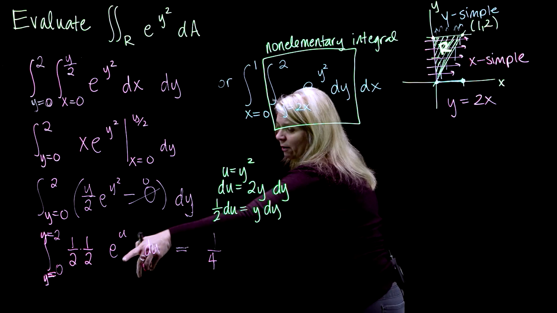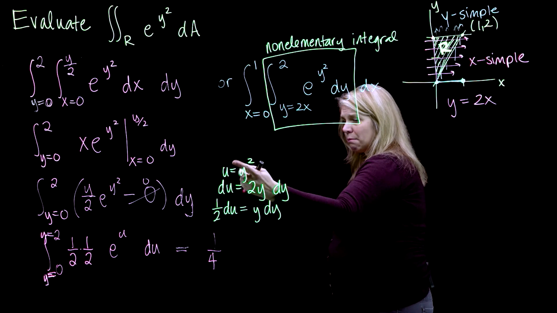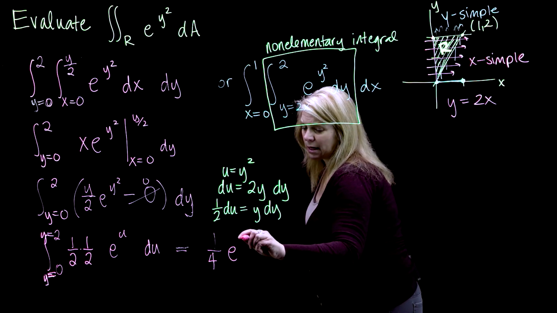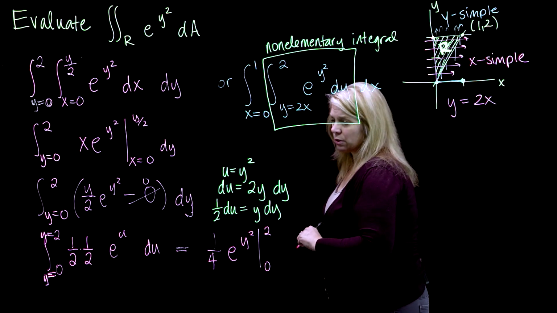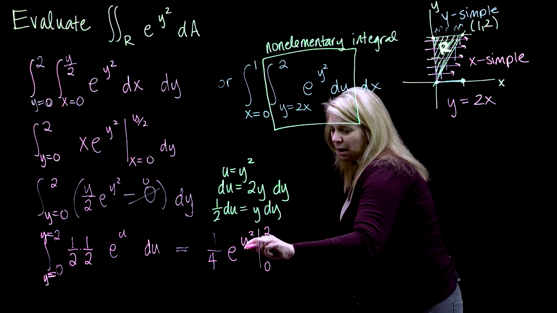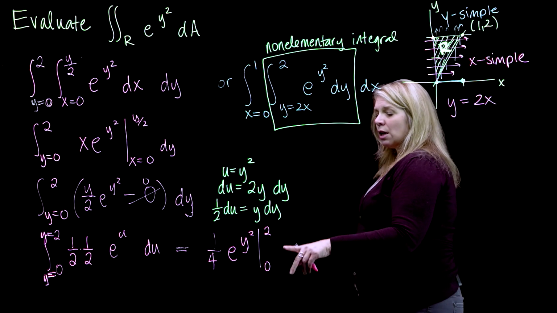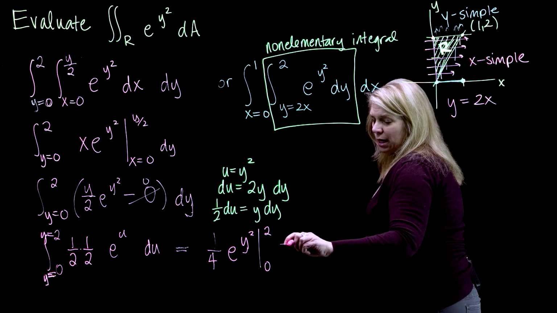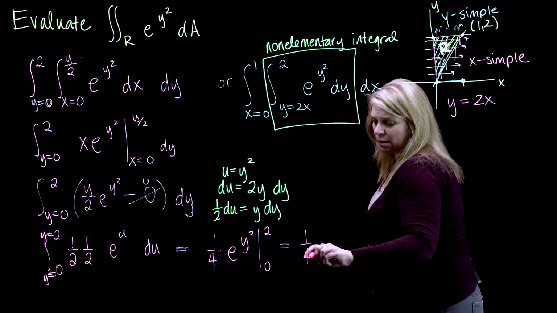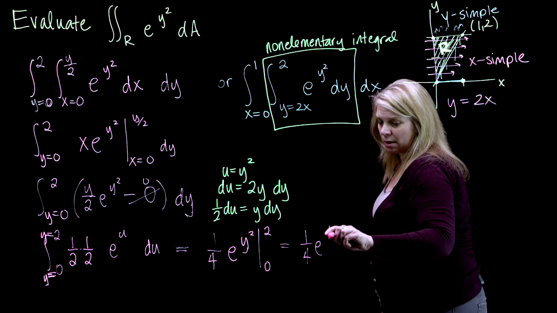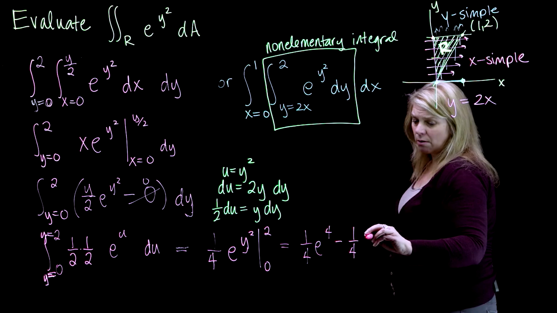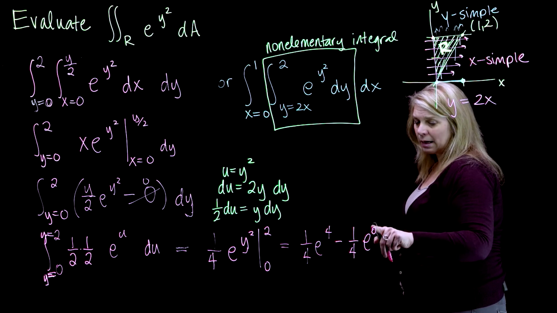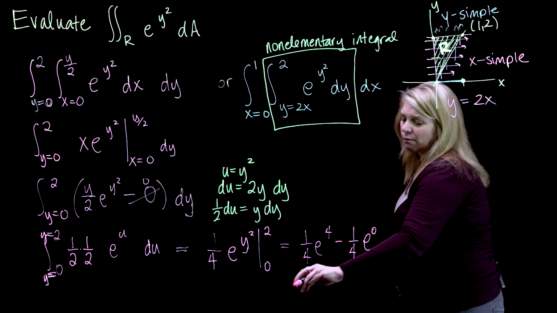All right, so when I go ahead and do this integration, I'll have 1/4. And then the integral of e to the u is e to the u. I'm going to go ahead and back substitute for my u. So I'll have e to the y squared, and y goes from 0 to 2 here. So this is my y. All right, so we'll put these limits of integration in. 1/4 e to the 4th minus 1/4 e to the 0. E to the 0 is just 1, so this last term here is just 1/4.